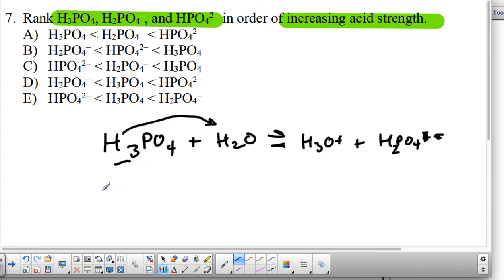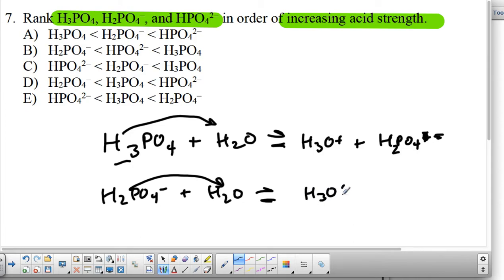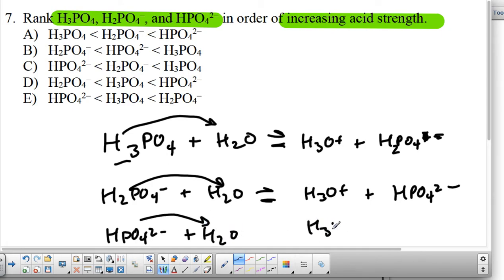And then you take H2PO4 minus 1, and you're going to add it with water, and then again it's going to give an H because that's what acids do. You're going to create H3O plus and HPO4 2 minus. The last thing is HPO4 2 minus will react with water, transferring an H. You'll get H3O plus and PO4 3 minus.